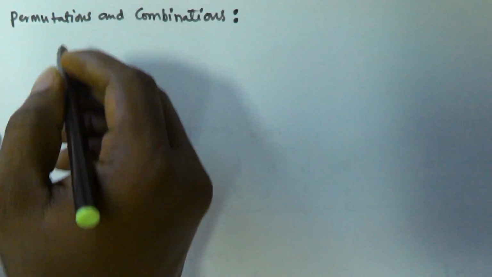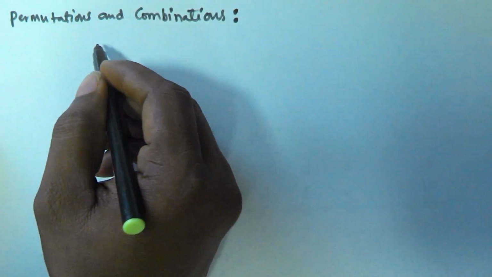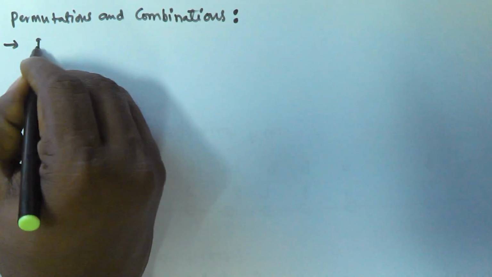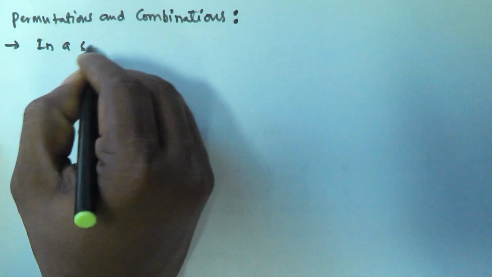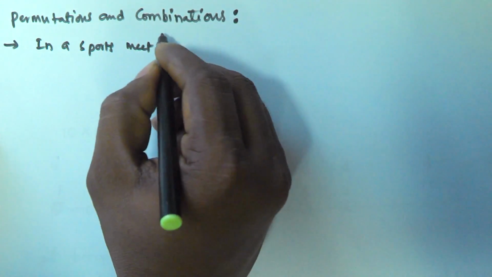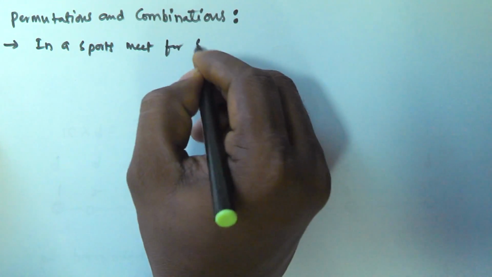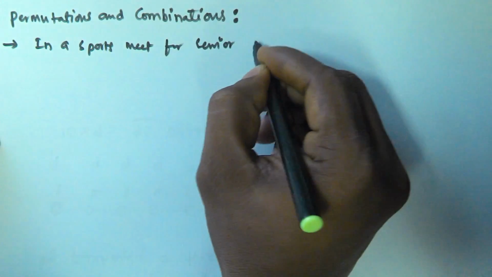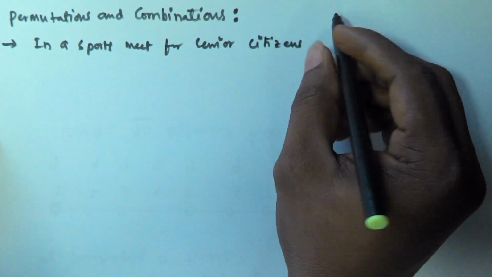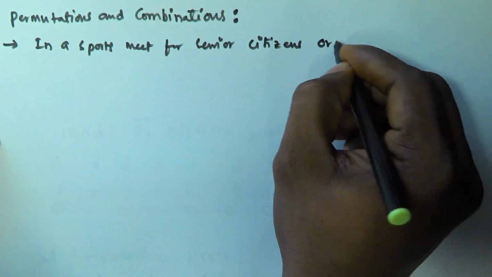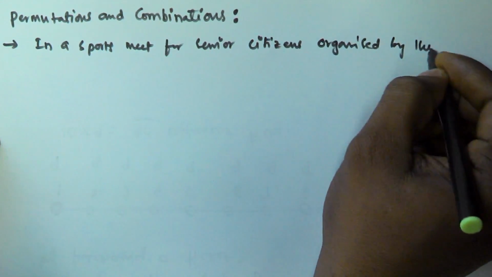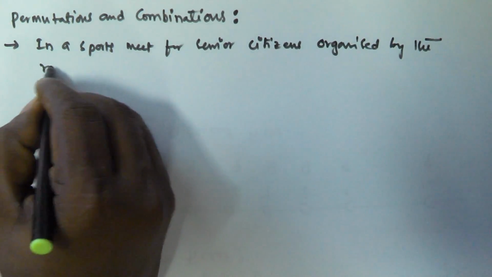Hello friends, in this video we will see another problem related to permutations and combinations. So the problem is, in a sports meet for senior citizens organized by the Rotary Club.